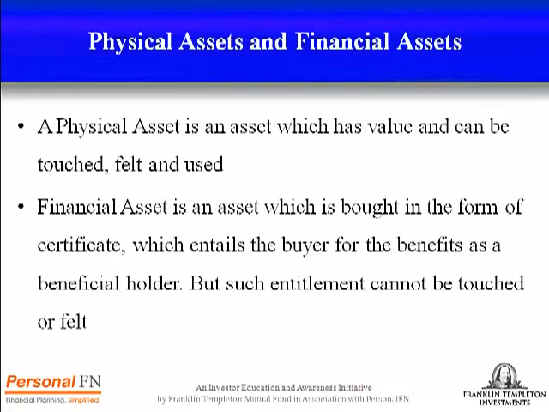Assets are broadly classified as physical assets and financial assets. A physical asset is an asset which has value and can be touched, felt, and used. An investor buying land, a house, a painting, or gold can touch and feel them. Such assets are in the control of the buyer and can be put to use as per the choice of the buyer. But physical assets also carry a storage or maintenance cost.